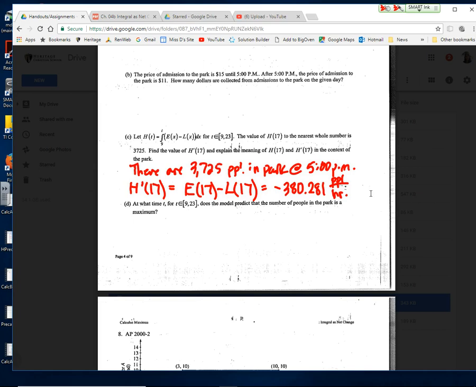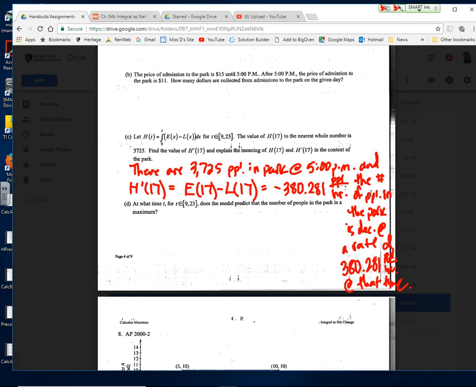So there are 3,725 people in the park at 5 p.m. And people are entering and leaving, technically. It's just the number of people in the park is decreasing at a rate of 380.281 people per hour at that time.